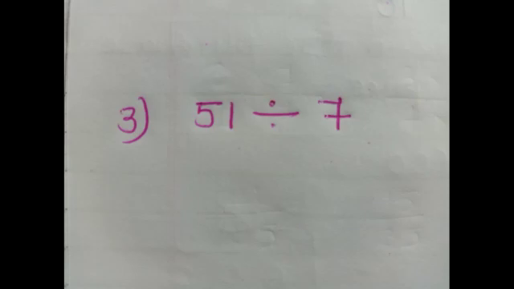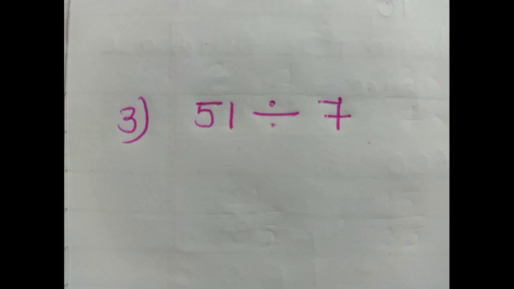Now students, you can see the third one. The third one is 51 divided by 7. So in this sum, 51 is the dividend and 7 is the divisor. In this you first see the number 5. In the dividend, the first number is 5.